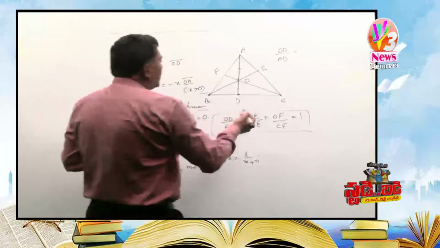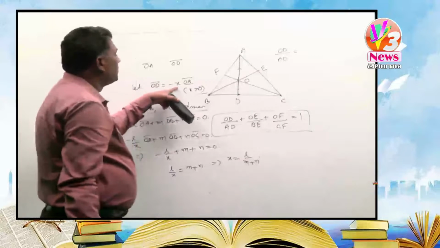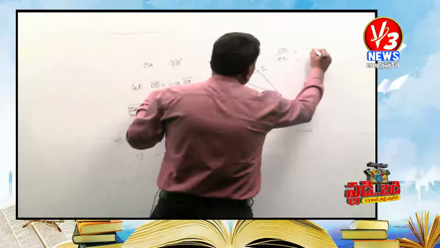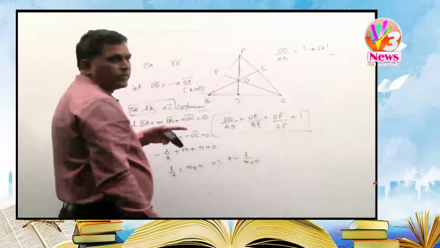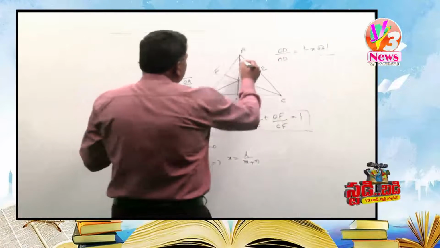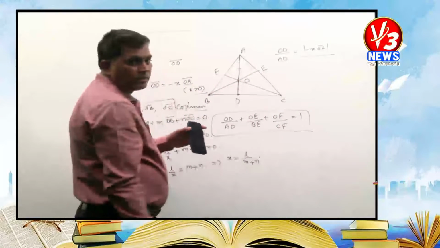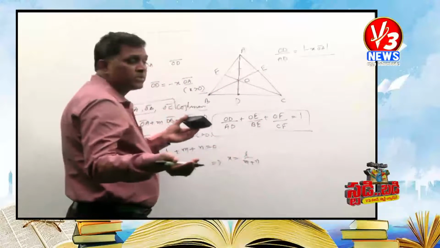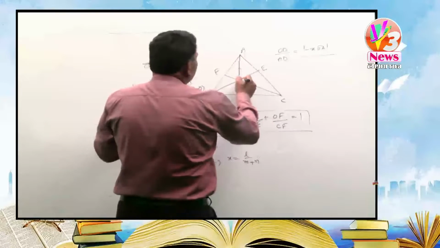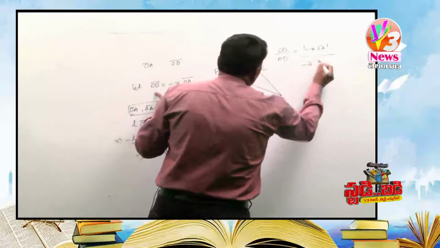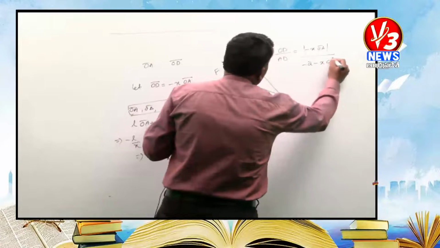Now OD by AD: the vector OD bar is taken as minus x OA bar, and we require the length AD. This AD is AO plus OD. Why don't you write AD as AO plus OD? Here OA bar is A bar, so AO will be minus A bar, and OD is minus x OA bar.